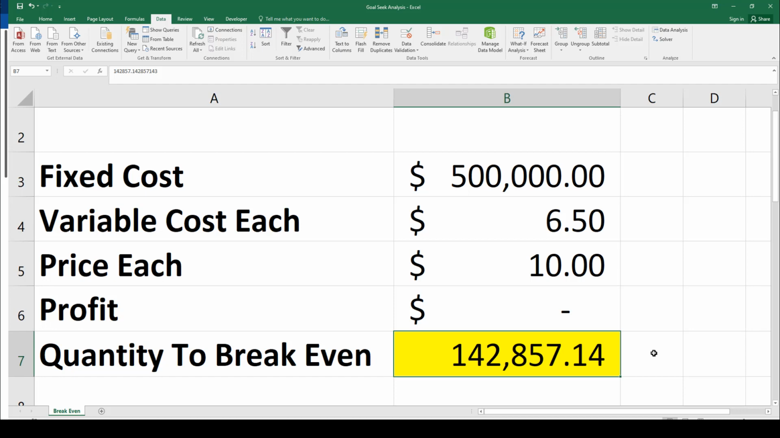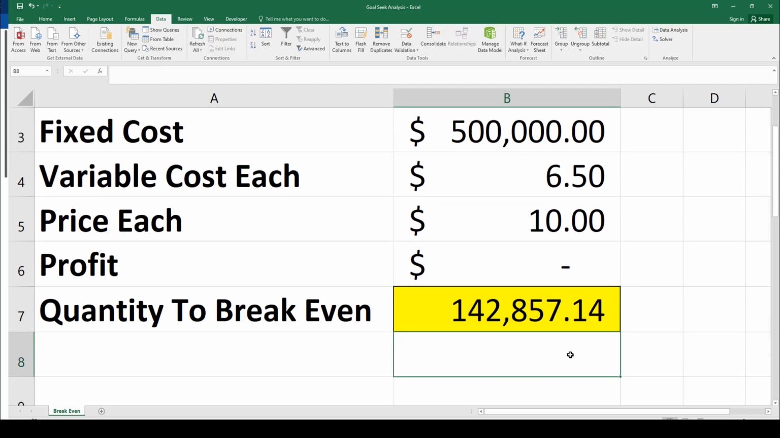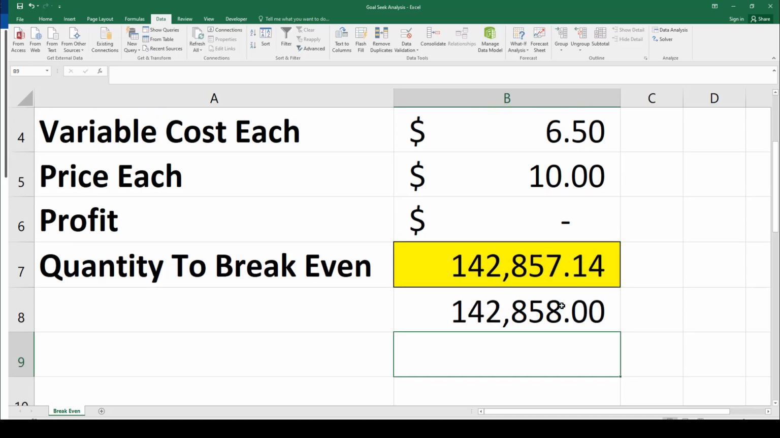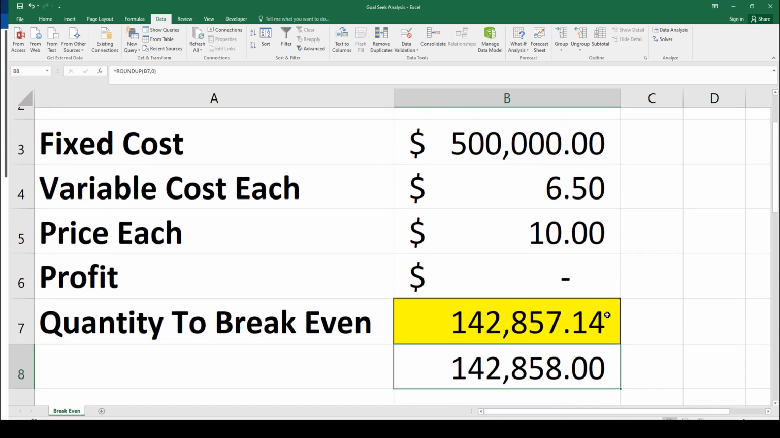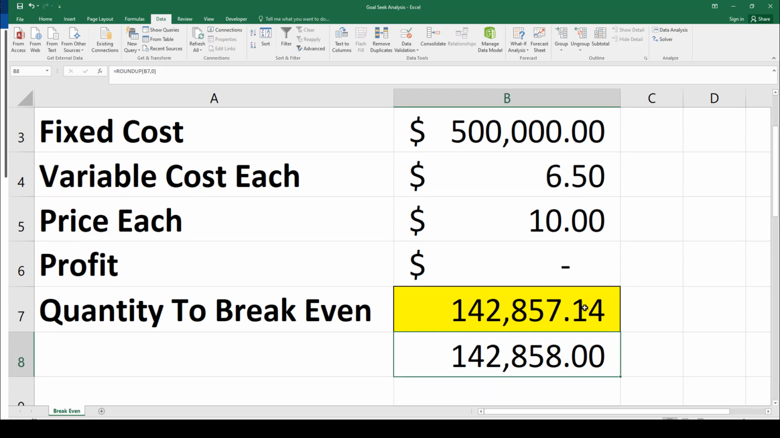So if you were a student in my class, this would not be an acceptable answer, because while statistically and mathematically this is how it came out, in business you can't sell 0.14 units. So what we would do is we would ask you to round this number up. So round up this number without any decimals, and there's our answer, 142,858. Now obviously your profit would change a little bit, right? But the answer is, to break even, we have to produce this much, because we cannot produce 0.14 units. So that's break even analysis for you.